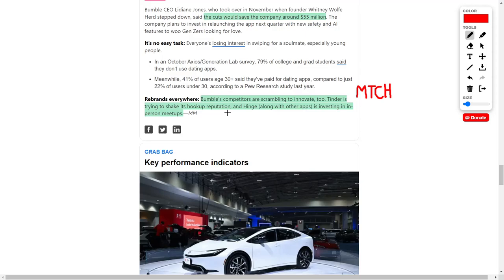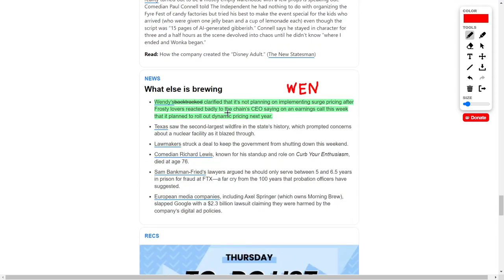Moving on to our next story, we actually have an update from last video, and that would be in regards to Wendy's, ticker symbol WEN, which is a fast food chain. In the last video, we talked about how Wendy's would implement dynamic pricing, which means that the prices of the items on their menu will fluctuate throughout the day based upon supply and demand.